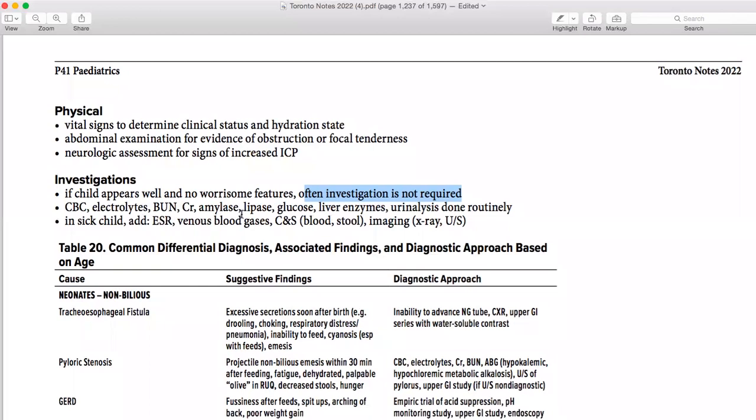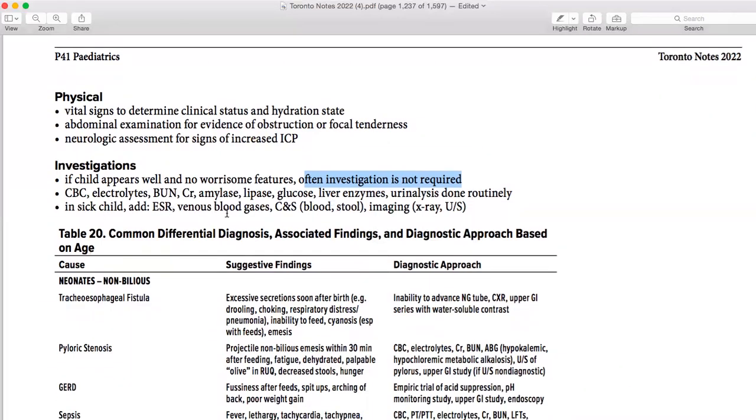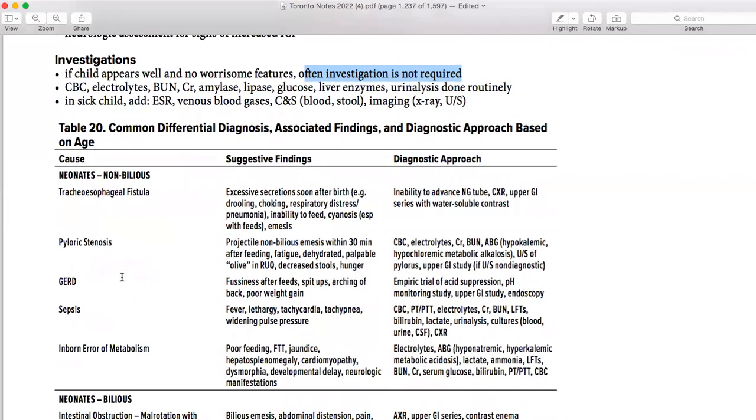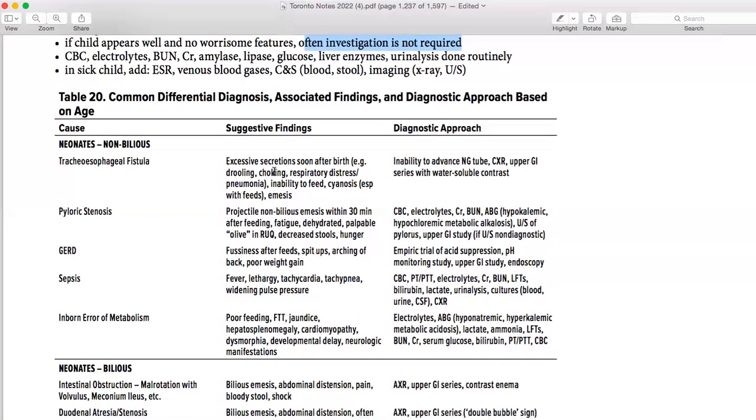CBC, electrolytes, BUN, creatinine, amylase, lipase, glucose, so everything. In a sick child, ESR, venous blood gases, culture and sensitivity, and imaging, if suggestive of this. So on the basis of the different causes, the investigations and the findings would be different.